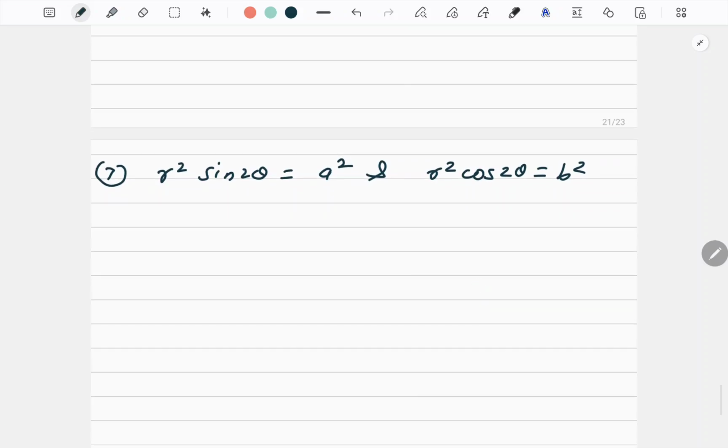Now let's see one more question. Take log. So 2 log r. Now by this time you should pause and you should do it yourself. Log of sine 2 theta is equal to 2 log a.